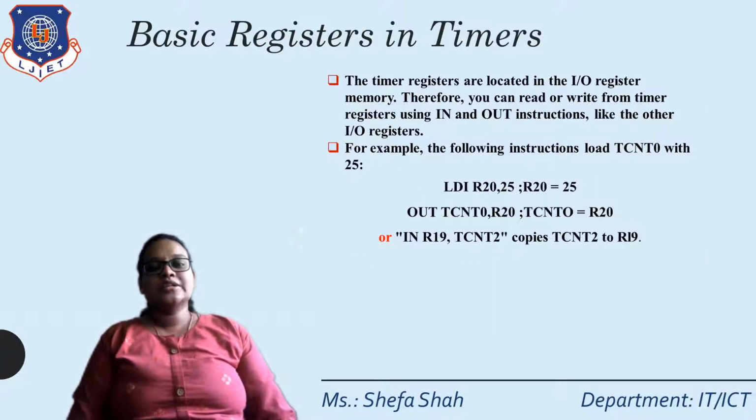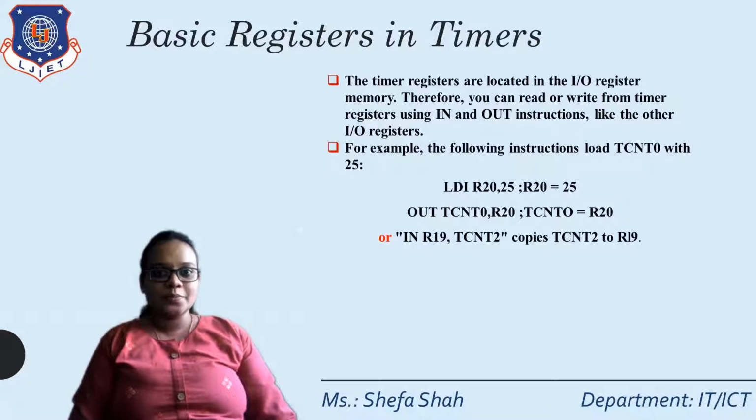Now, the timer registers are located in the IO register space. So whenever we need to access these timers, we can access them using the in and out instructions. Therefore you can read or write timer registers using in and out instructions. For example, as given here, we need to load the TCNT0 register with the data 25. We can load 25 into any general purpose register using the LDI instruction. So LDI R20, 25.